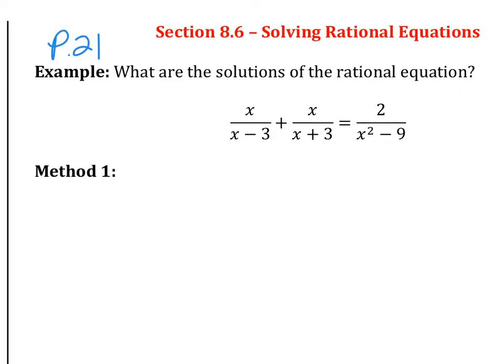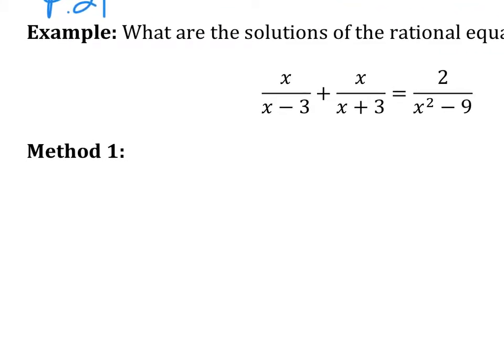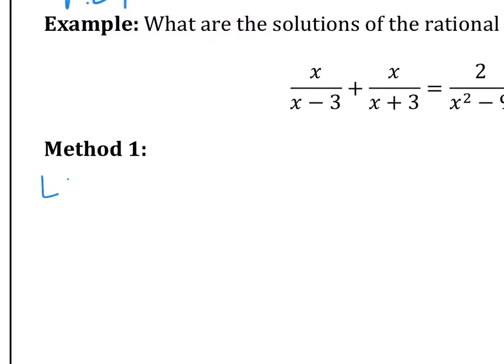To solve this question, we have to figure out what x's will make this work, right? So the first method is to multiply by LCD. Okay, so before we do that, we have to figure out what LCD is. What is the least common denominator between all three fractions? X plus 3 times x minus 3.